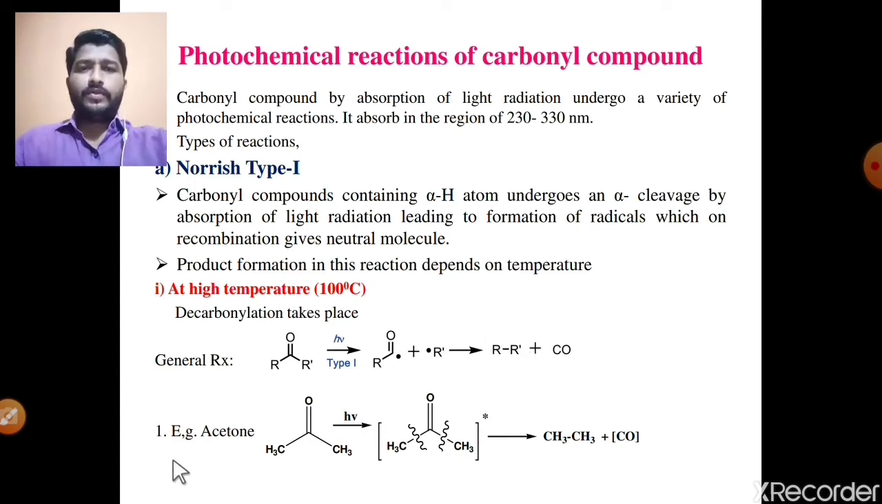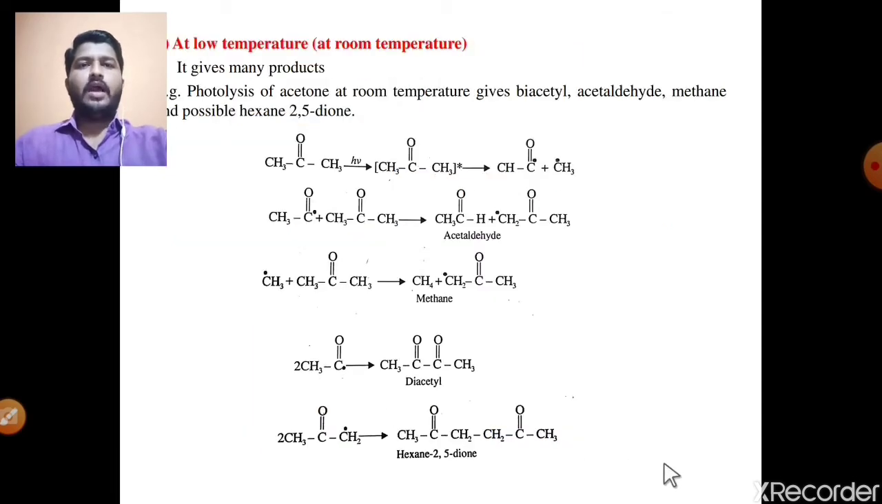See the first example, the acetone molecule, CH3 C double bond O CH3. By absorption of light radiation, there is an alpha cleavage, meaning homolytic cleavage of the bond between the carbonyl carbon and CH3. It gives two methyl radicals plus carbon monoxide, and the recombination of the two methyl radicals gives the higher alkane, ethane. This is the Norrish type 1 reaction at a higher temperature.